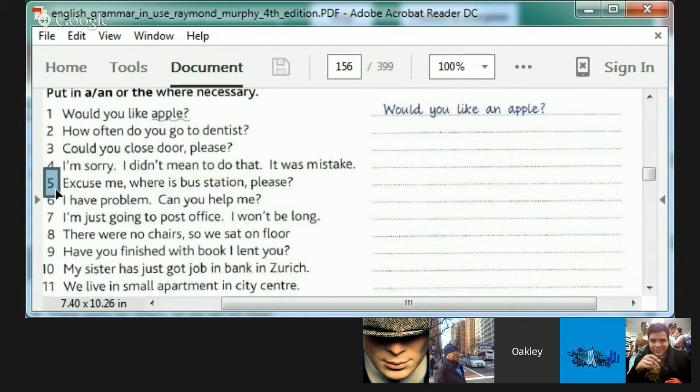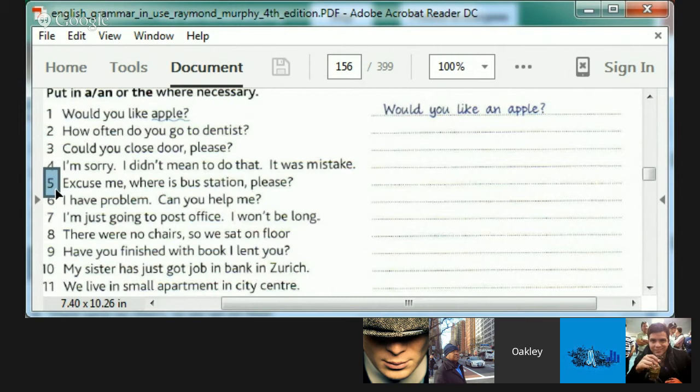Sasha, number 5. Excuse me. Where is a bus station, please? Again, this one could be presented with an article, but you could say, where is a bus station, meaning you just need any bus station. You don't care which one. Or the nearest? It would be very common to say the nearest for a bus station. Yes, absolutely.